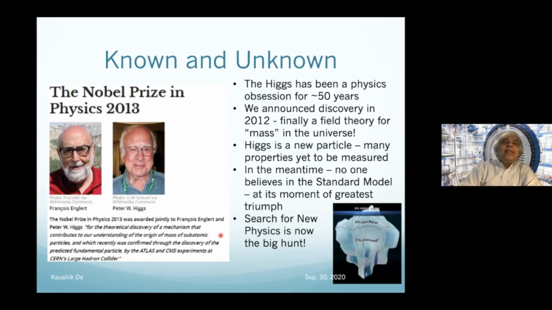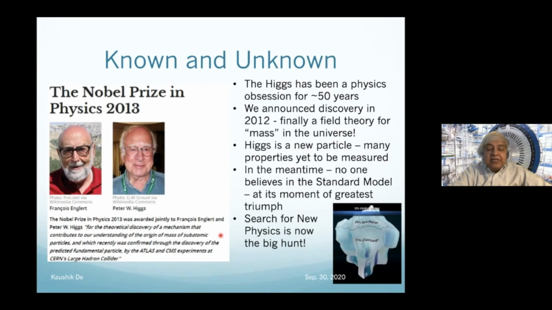Okay, so let's start with the known. What we know today about the most fundamental description of the physical world is called the Standard Model. This is a model which developed in the 60s based on field theory, and has led to many discoveries and Nobel Prizes over the last 50 years.